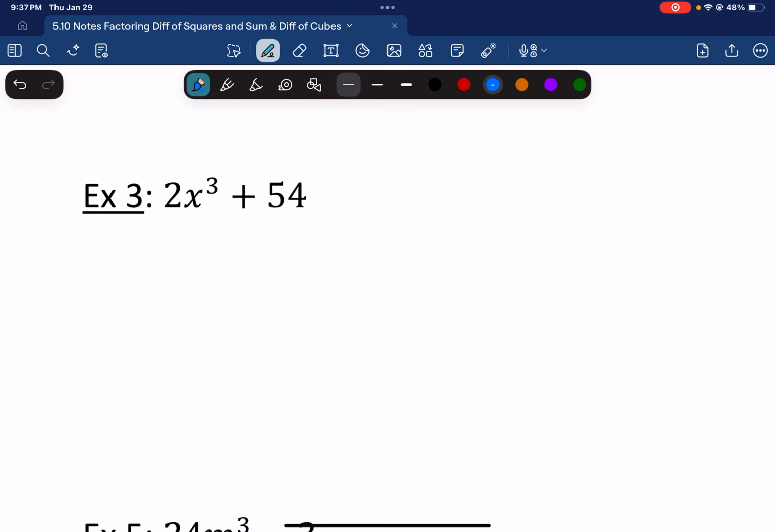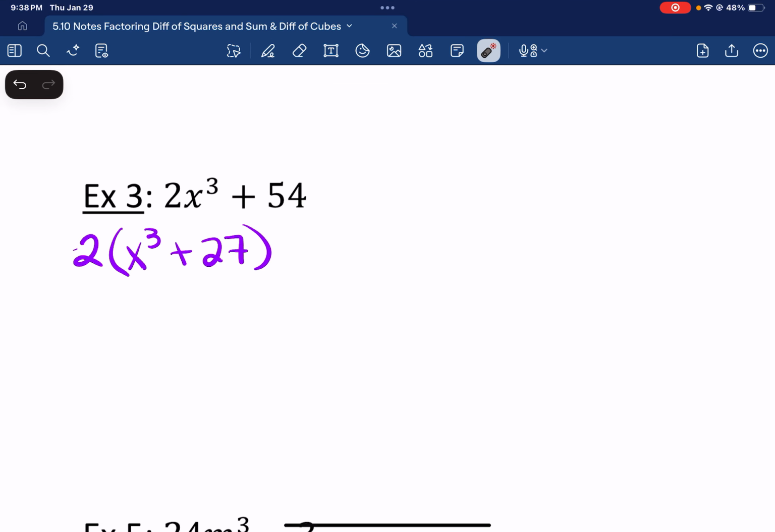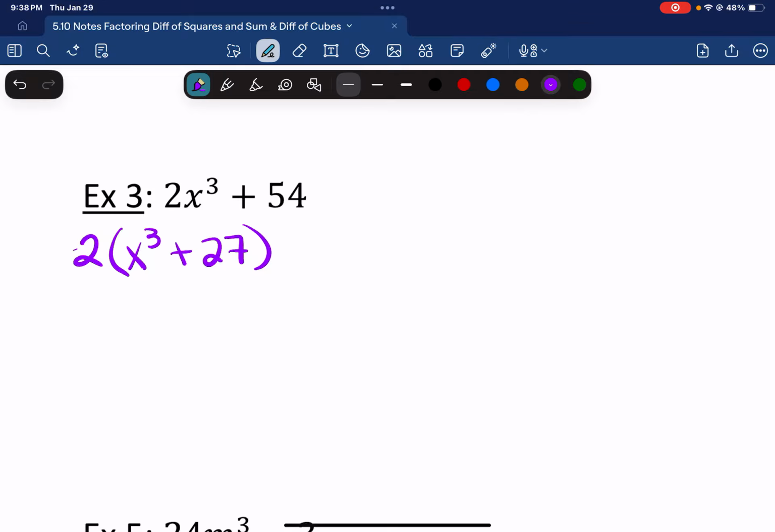We have 2x to the third power plus 54. So I look and I see both of those are divisible by 2. So when we factor out a 2, we're left with x to the third power plus 27. And this is where having your perfect cubes come in handy. X to the third power is definitely a perfect cube, that's obvious. But 27 is the same thing as 3 to the third power, or 3 cubed. So let's go ahead and break this down.